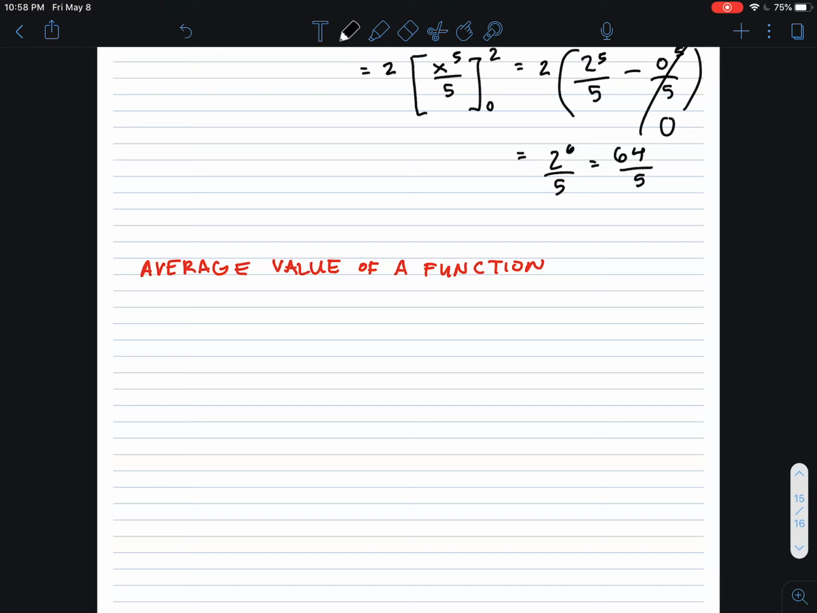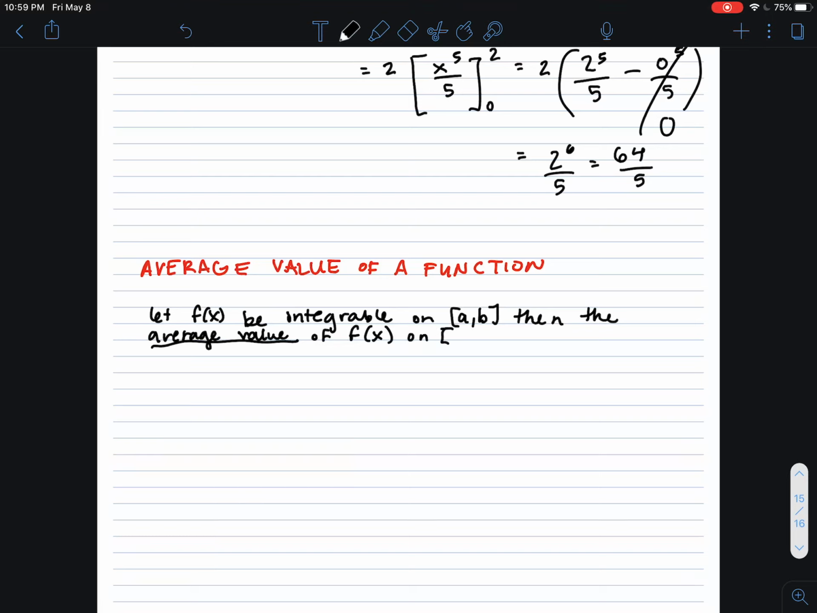Anyway, so if we have some function, let f of x be integrable, aka you can take the integral, on a to b, then the average value of the function f of x on a to b is, we write this as f of x bar.